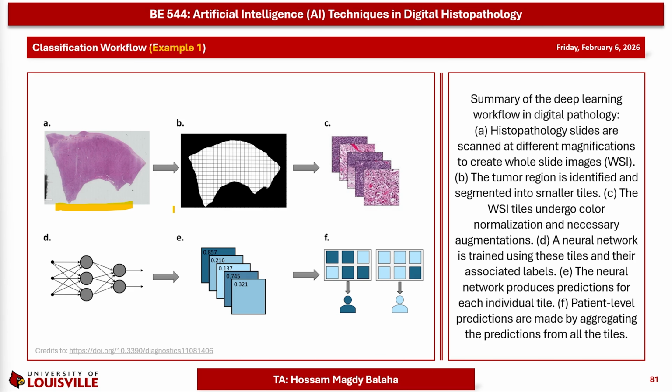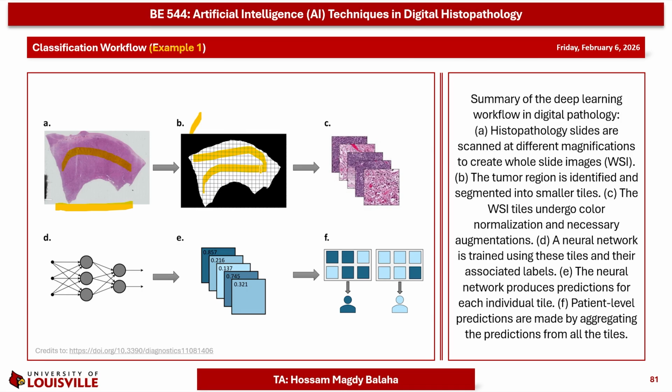Next, the tumor region is identified either manually by a pathologist or via an automated tissue detector. So let's say this is a tumor region, and here we segmented it to extract only the region of interest, which is the tumor region, and ignore other regions, and then subdivide it into smaller, manageable tiles. For example, tiles with sizes 256 by 256 or 512 by 512 pixels.